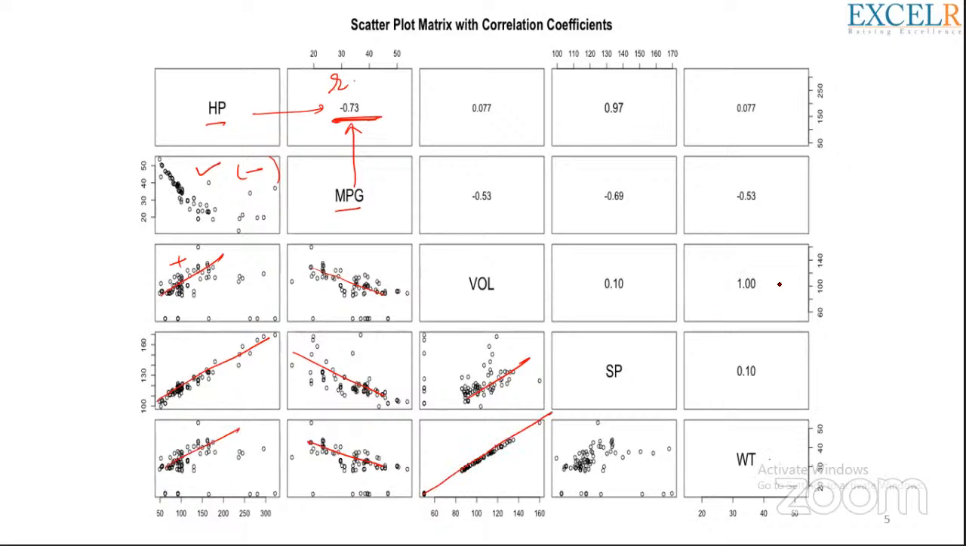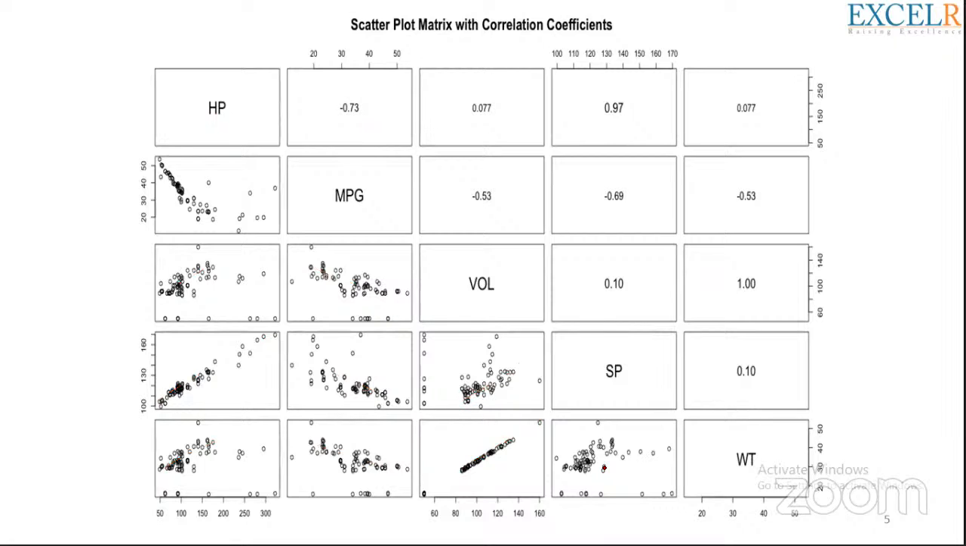Because if you see this, the correlation coefficient, how much is it? Positive one, perfect one between volume and weight, right? And SP versus weight, this is slightly positive. Okay, so this is fine. We have understood the relationship between the various parameters.